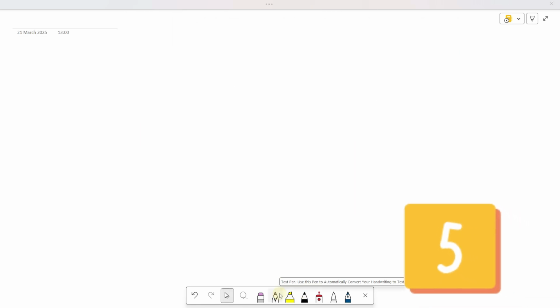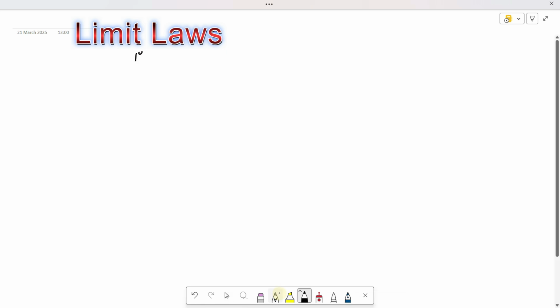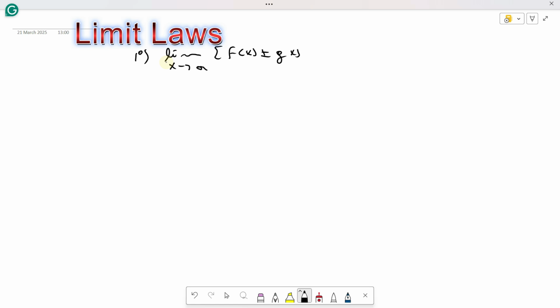Must know number 5. The fifth thing that you need to know is the limit laws. The first law is that the limit of a sum of two functions, limit when x tends to a of f of x plus or minus, of course, g of x, is equal to the sum of the limits. So limit when x tends to a of f of x plus limit when x tends to a of g of x. This is the first law.